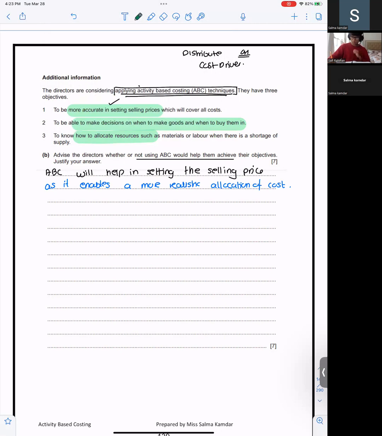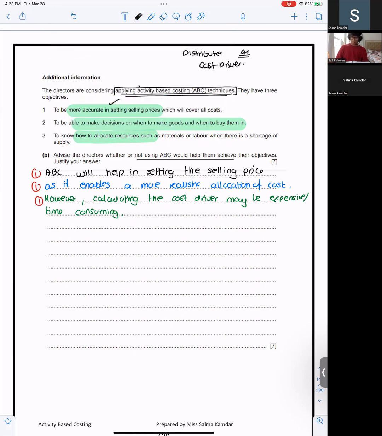However, calculating the cost driver is expensive and time consuming. So we can write that. However, calculating the cost driver may be expensive or time consuming. So you get one mark for each.